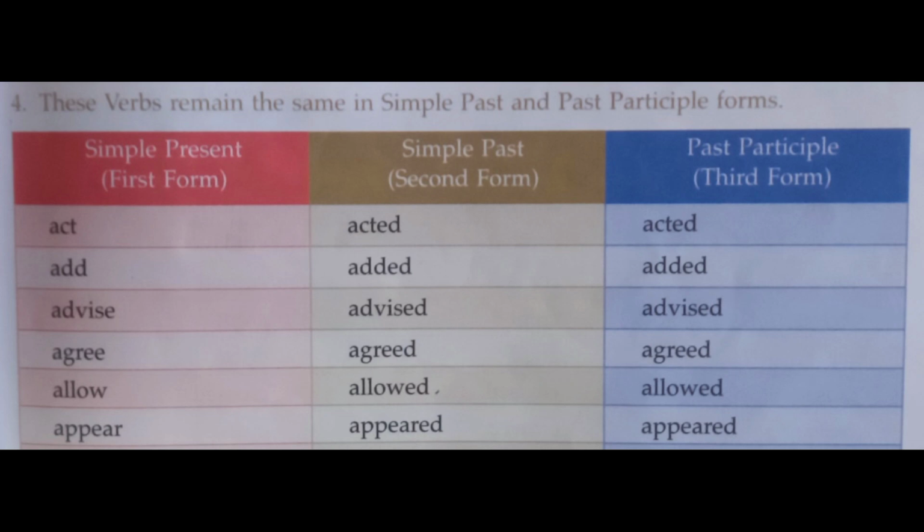Number 4. These verbs remain the same in simple past and past participle form. It means V2 and V3 forms of these verbs will remain the same and the root form or the first form of these verbs will be different. For example, act, acted, acted, add, added, added, advise, advised, advised, agree, agreed, agreed, allow, allowed, allowed, appear, appeared, appeared, etc.